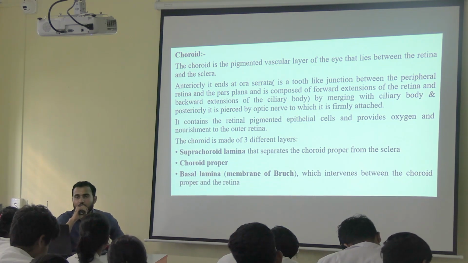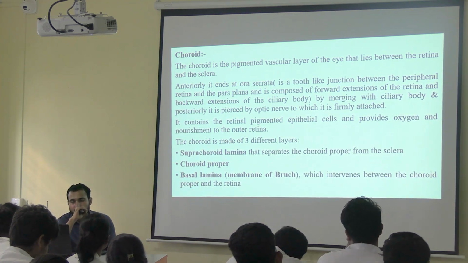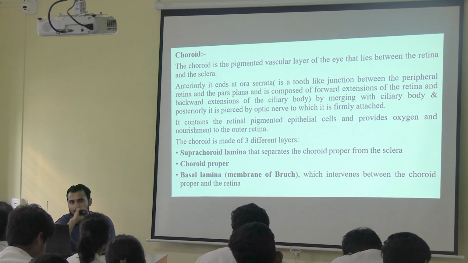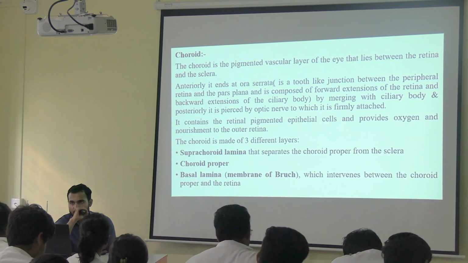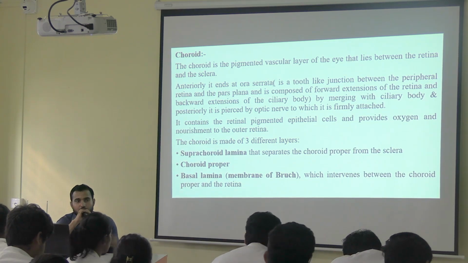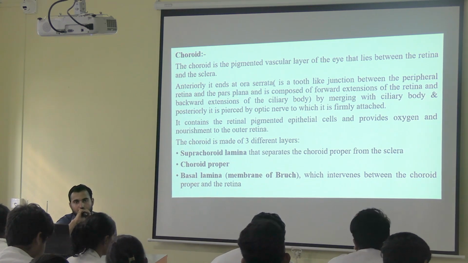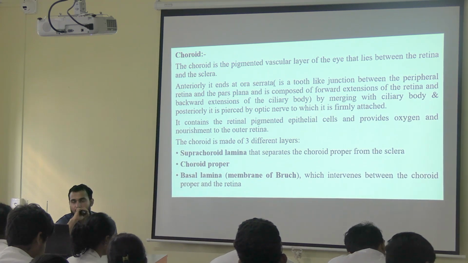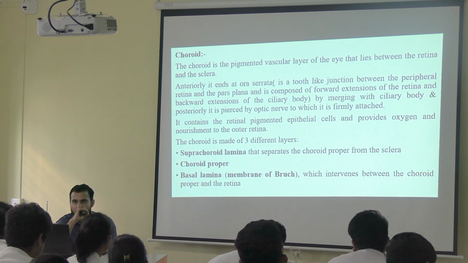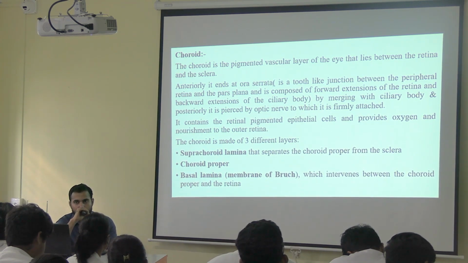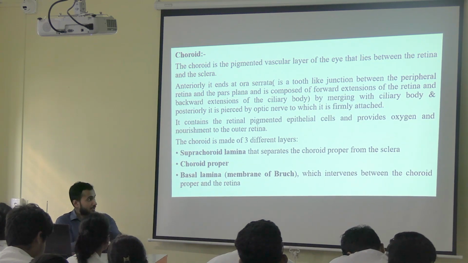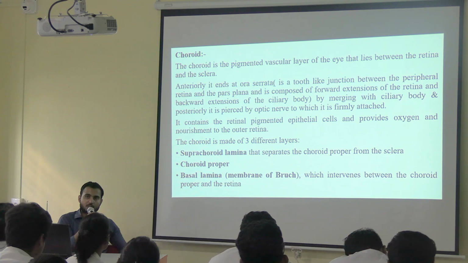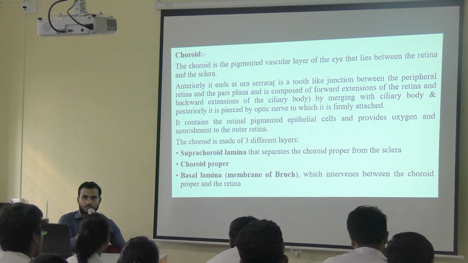Next, in the choroid, how many layers are there? Three layers: suprachoroid lamina, choroid proper, and basal lamina, also called Bruch's membrane. Just now I mentioned that nutrition is given to the outer aspect of the retina from the choroid. How does it reach the retina? By Bruch's membrane. Now, can anyone tell me, among these 3 layers, which is the innermost layer and which is the outermost layer? Any idea?